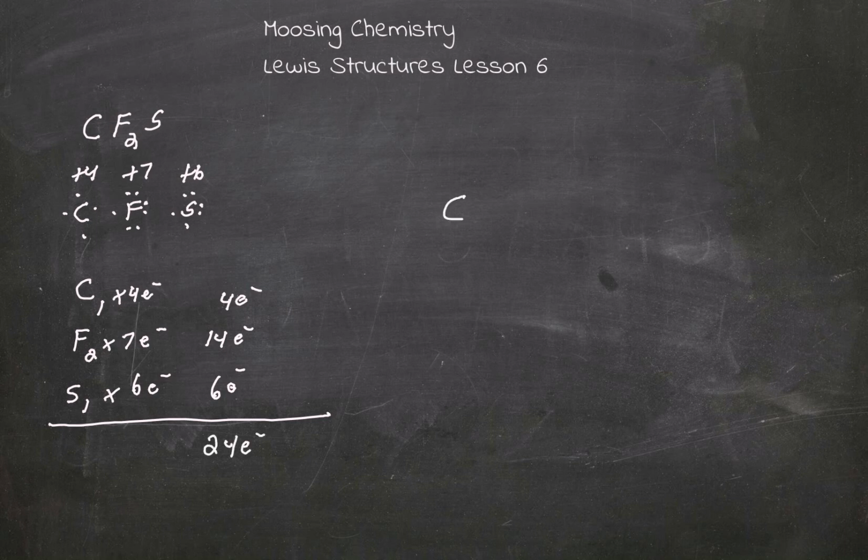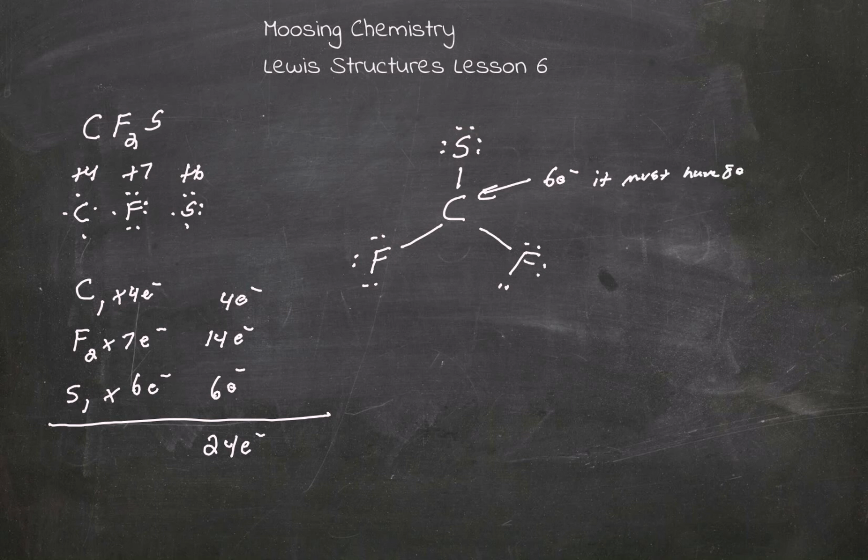So carbon's going to sit in our center. Fluorine's going to be on one side of carbon, fluorine's going to be on the other side of carbon, and we have to put sulfur here. So we're going to connect all three first, and then we have to make sure each side has an octet. Oh, you know what? There's a problem with this structure. Look at this. Carbon only has 6 valence electrons. It must have 8 valence electrons.